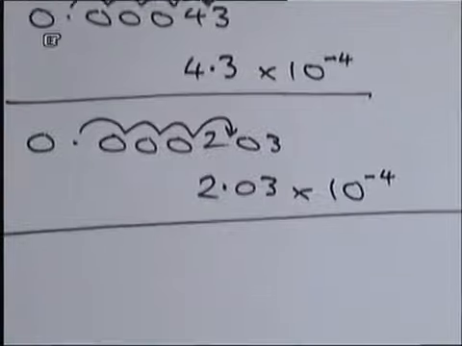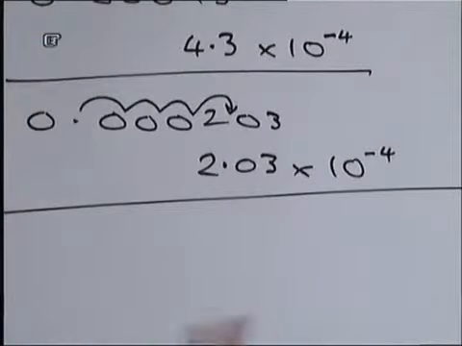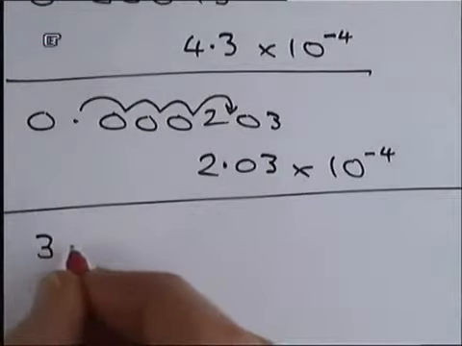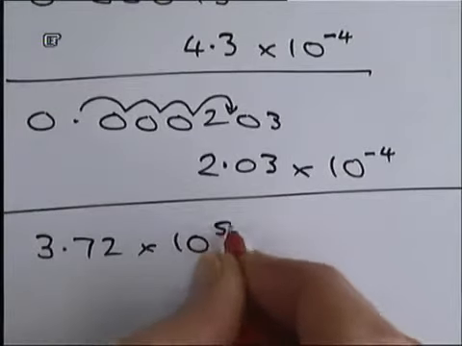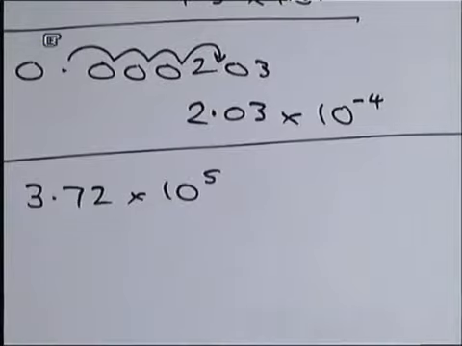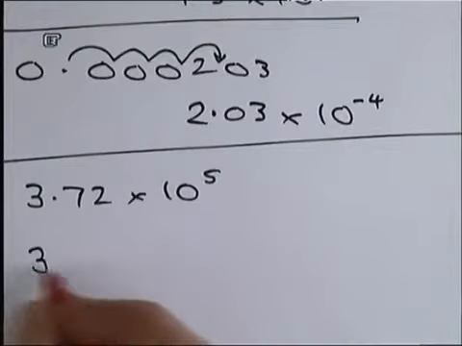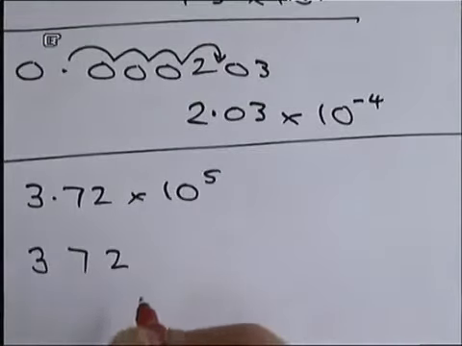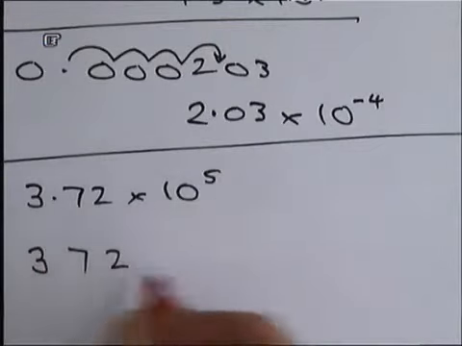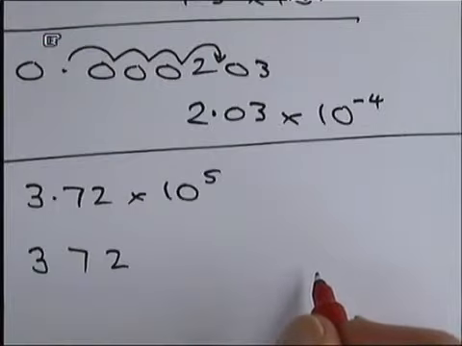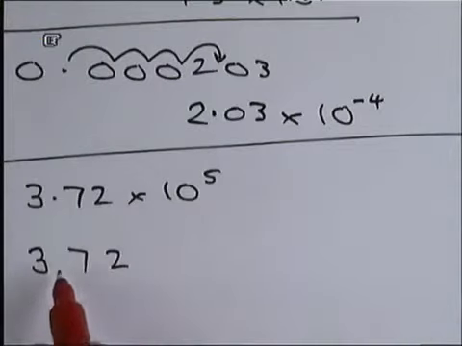So that's shown you how you get numbers into standard form. We also need to see how to get them back out of standard form. So if you were given the number 3.72 times 10 to the power of 5, write down your 3, your 7 and your 2. Now you've got to move this decimal point 5 times. You don't just stick 5 noughts on the end. You've got to move the decimal point 5 times.